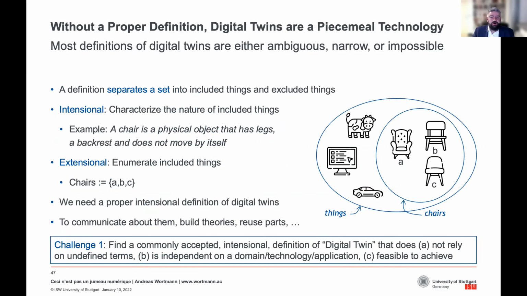The problem is we don't have good definitions. So we need a good intentional definition of what a digital twin is. We don't have it. And maybe we need many for different purposes, different runtimes, different levels of interaction with the physical system. So the first challenge I want to propose today is to come up with a commonly acceptable intentional definition of a digital twin that does not rely on undefined terms, does not rely on a specific domain, and is actually feasible to achieve.